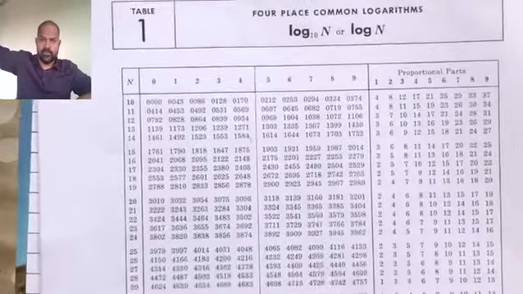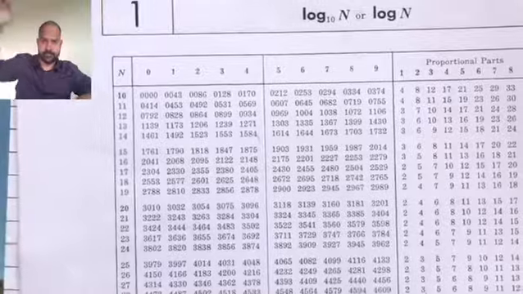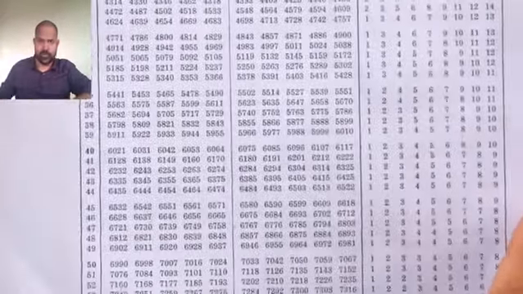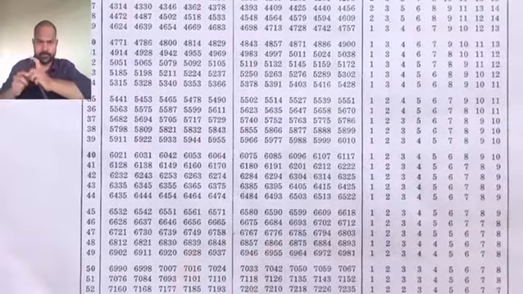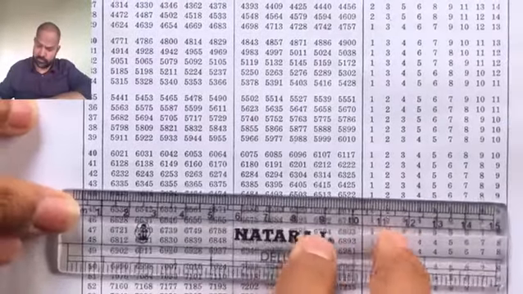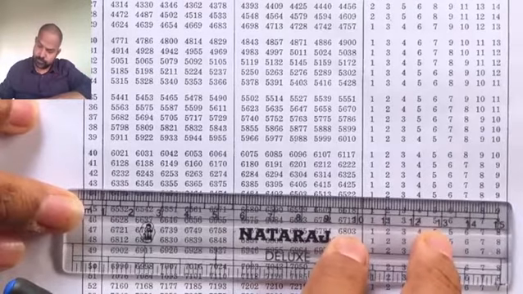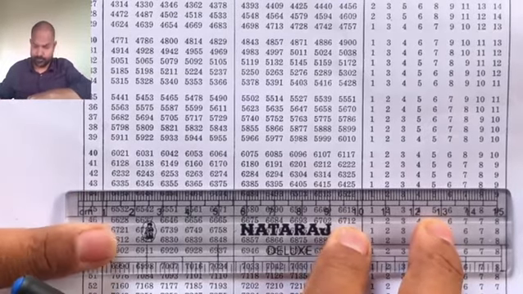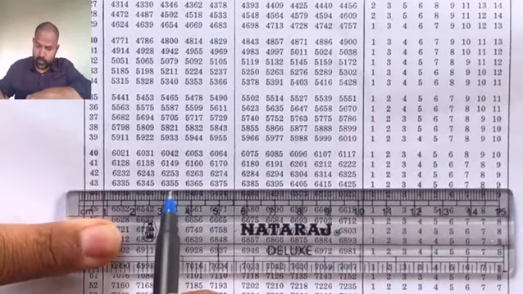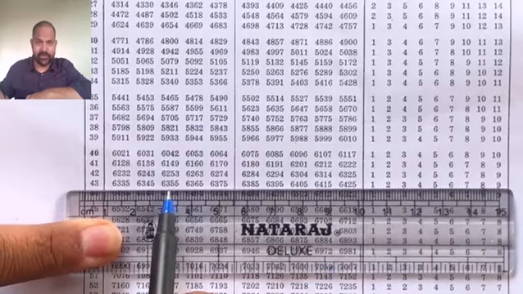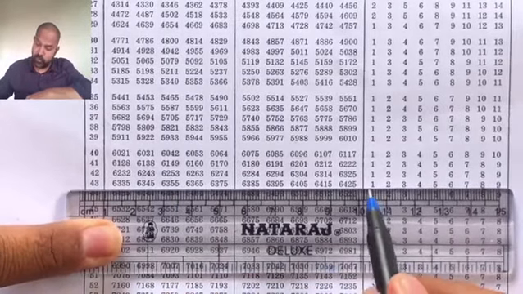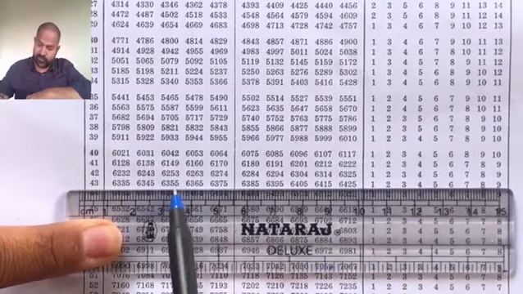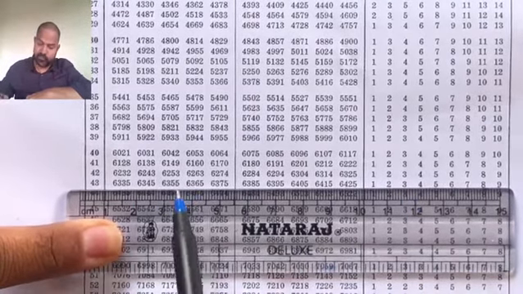Let me zoom this a little. I think that should be enough. In 43, so let's come to 43 first. We are looking for 2, 3. So this is 0, 1, 2: 6, 3, 5, 5. And in that I'm looking for 3, which is also 3. So 6, 3, 5, 5 plus 3 is 6, 3, 5, 8.